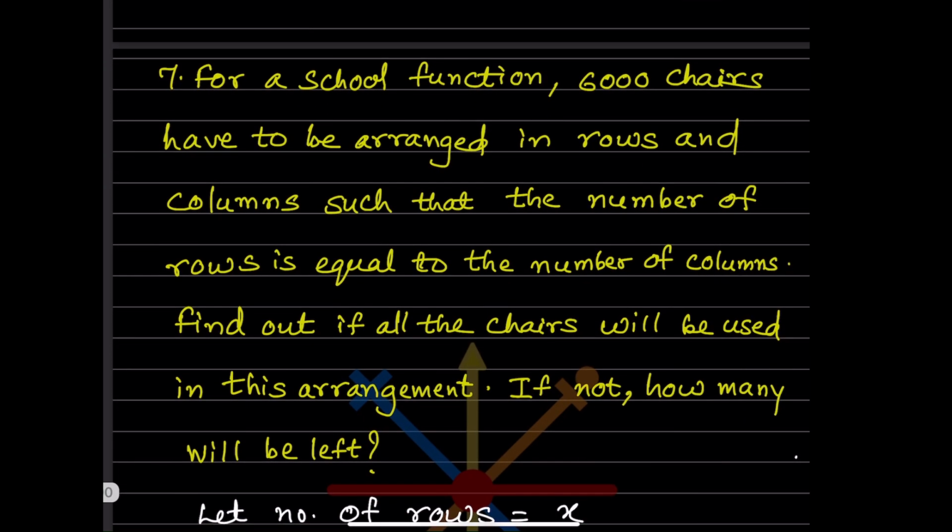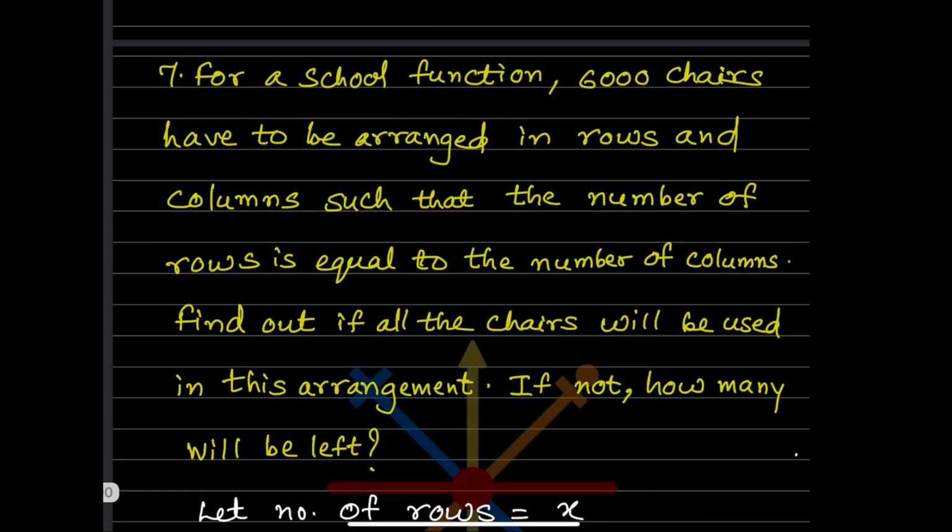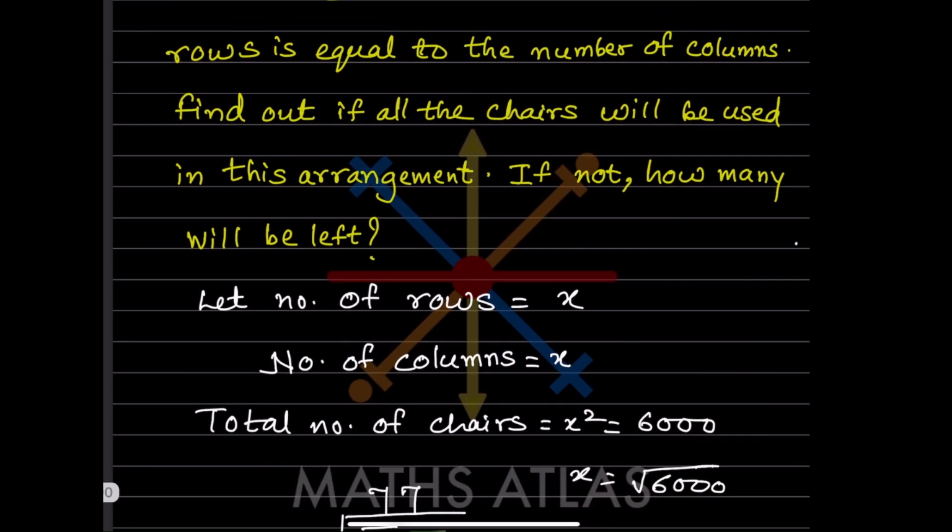For the school function, 6,000 chairs have to be arranged in rows and columns such that the number of rows is equal, see here, this is very important, is equal to the number of columns. Find out if all the chairs will be used in this arrangement. If not, how many will be left? So first thing, let the number of rows be x. And since it is equal, the number of columns also is going to be x, because it said the number of rows is equal to the number of columns.